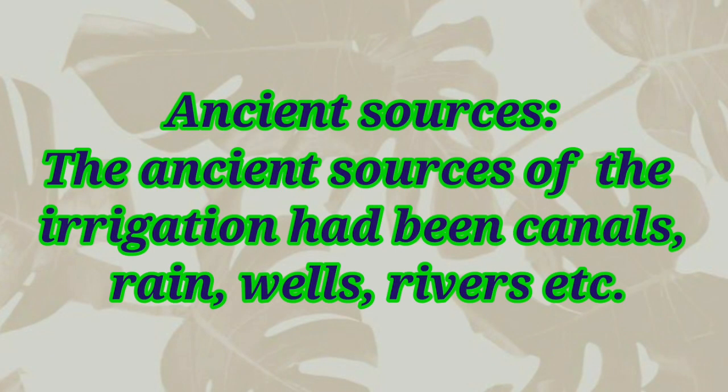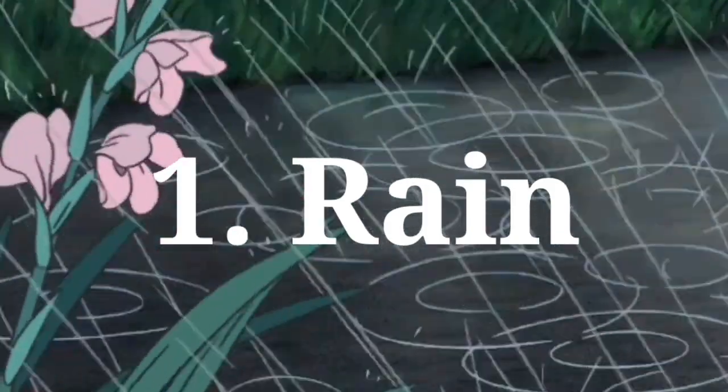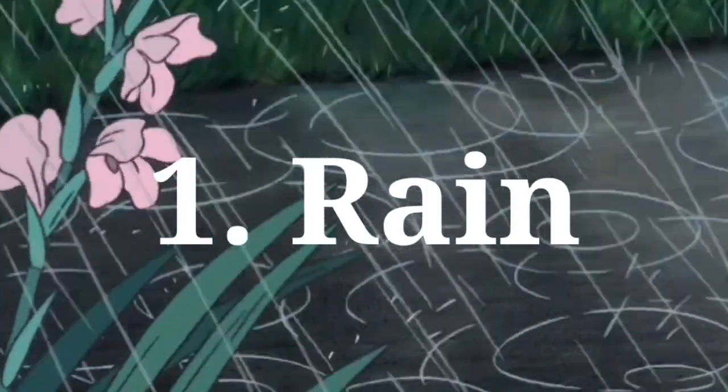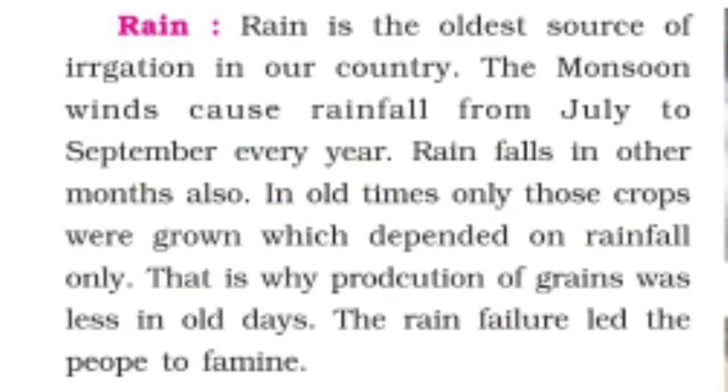Ancient sources. The ancient sources of irrigation had been canals, rain, wells, rivers, etc. Number 1, rain. Rain is the oldest source of irrigation in our country. The monsoon winds cause rainfall from July to September every year. Rain falls in other months also.